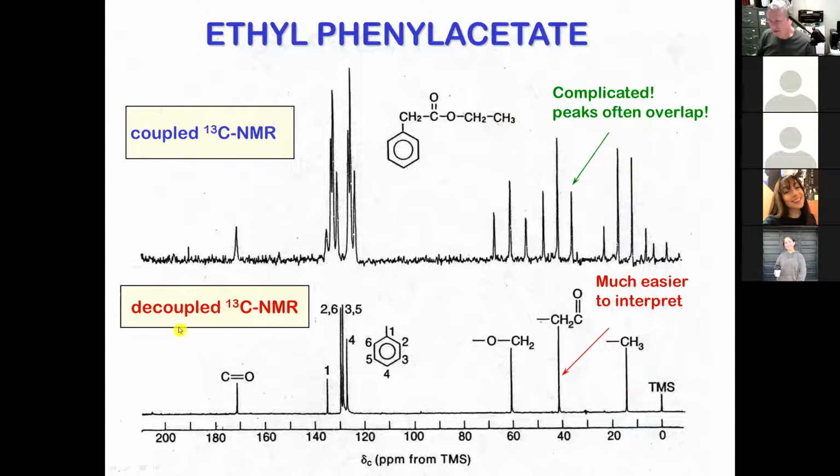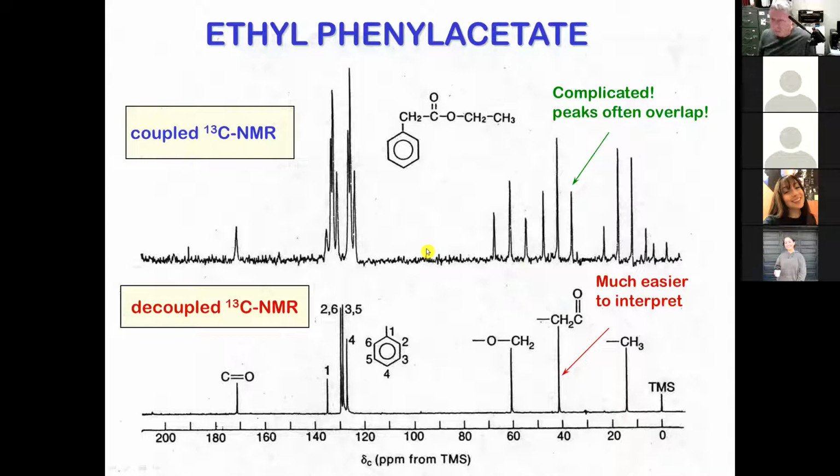Look at this beautiful spectrum on the bottom. Much more clean. All of the signals are just singlets. And now we easily can, there's not going to be overlap like potentially we'd have up top. So we see the ester, the C double bond O is the ester. We see the aromatic carbons, the 1, 2, 3, 4, 5, 6. Nice singlets. We see the OCH2, which is this OCH2. We see the CH2 next to the ester, which is right here. Nice singlet. We see the CH3 up there.